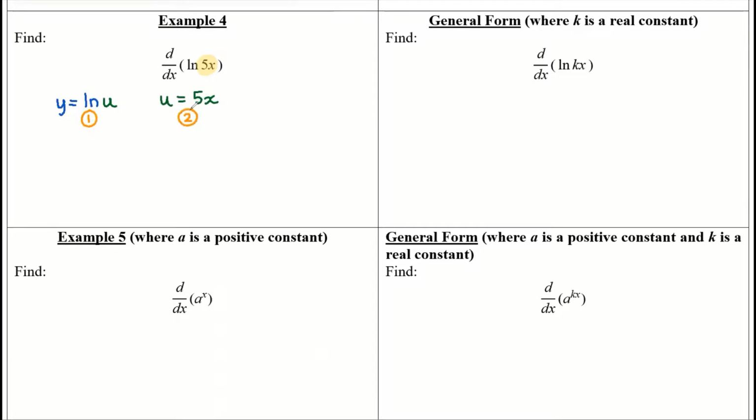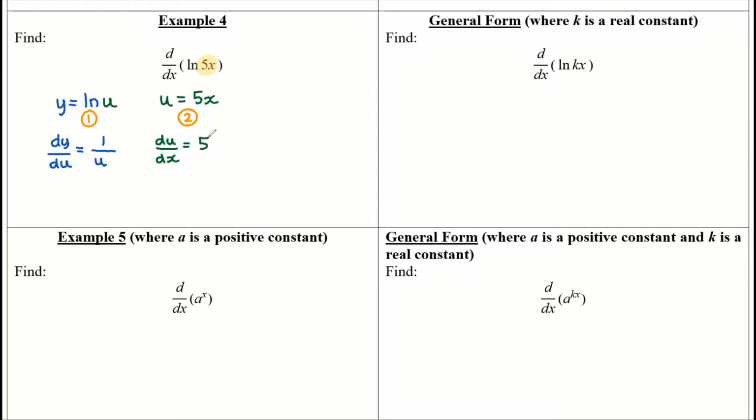Sometimes I do, sometimes I don't, but I always have four pieces of work: the function y, the function u, and then the two derivatives. So dy by du. Now again, a standard result, which you may have seen the proof of. Don't worry if you haven't. That's just going to be 1 over u. Quite surprising, that one. And for the derivative of u, du by dx is of course going to be 5.